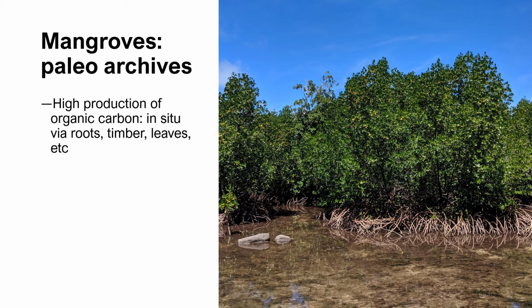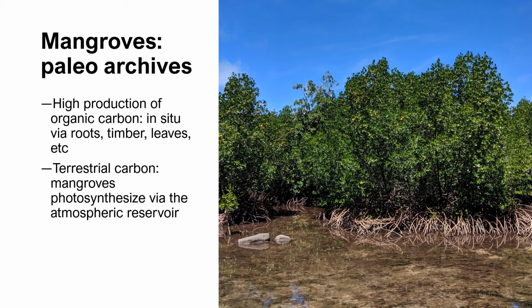So mangroves produce a lot of organic carbon. Per area, they're some of the highest carbon producers in the world, so there's no shortage of carbon for sampling. And a lot of this carbon is produced in situ via roots, timber, leaves, those sorts of things. And mangroves photosynthesize via the atmospheric reservoir.